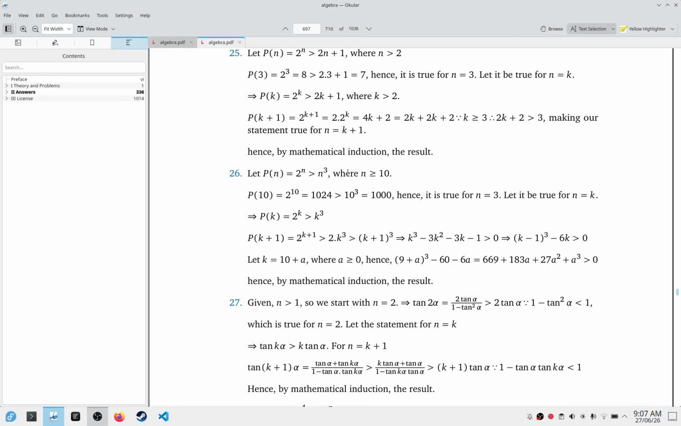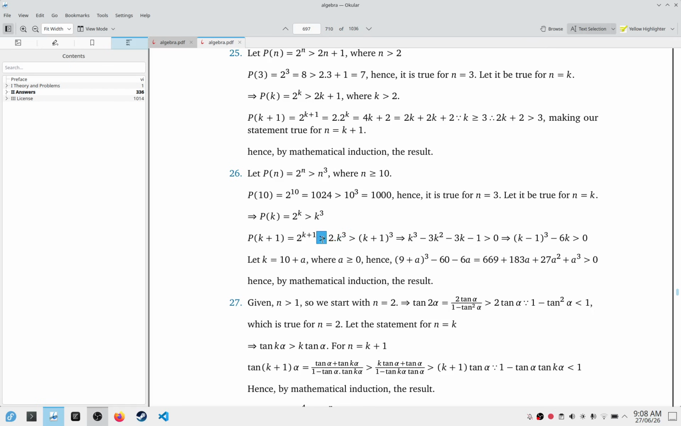Okay. So here n is greater than or equal to 10, so we substitute n is equal to 10. We get 2 to the power 10 is equal to 1024, greater than 10 cube, that is 1000. So it is true for n is equal to 10. Let it be true for n is equal to k, so 2 to the power k is greater than k cube. Now we consider P(k plus 1), so it becomes 2 to the power k plus 1 greater than 2 into k cube, which should be greater than k plus 1 whole cube.